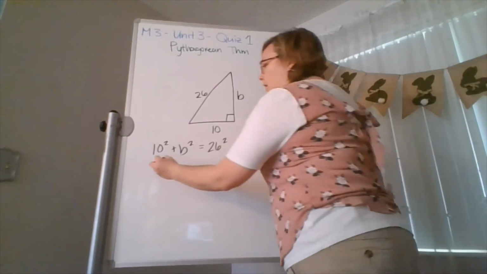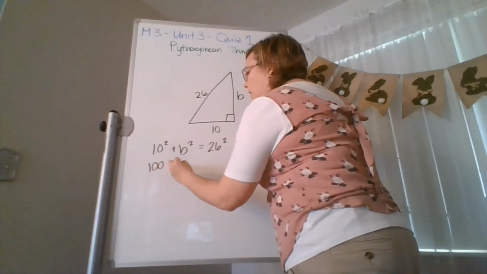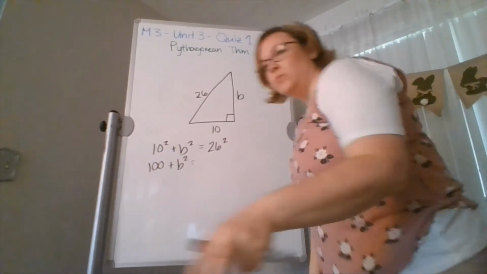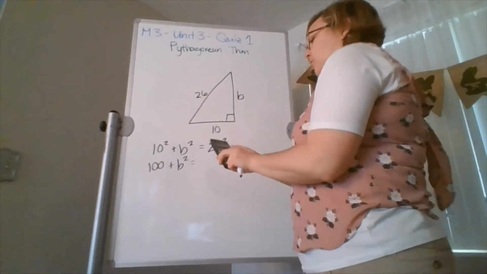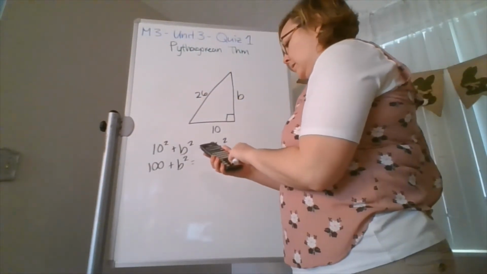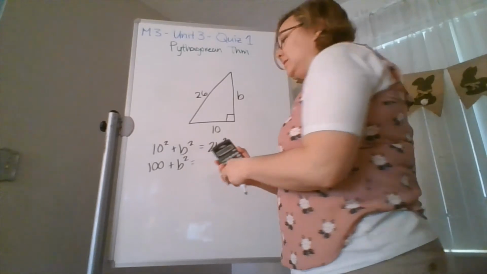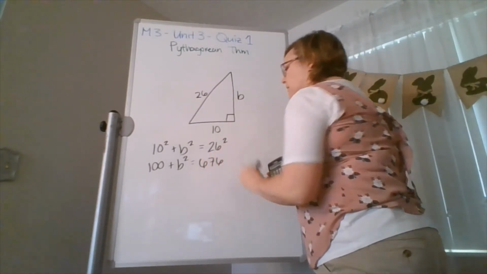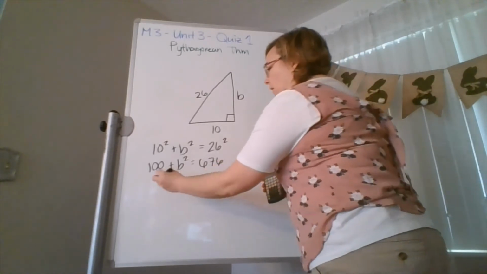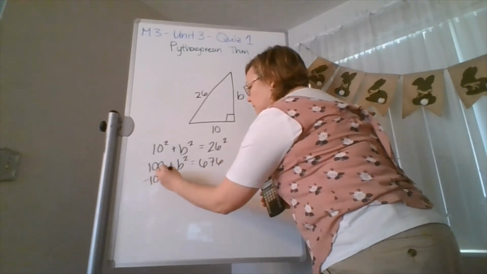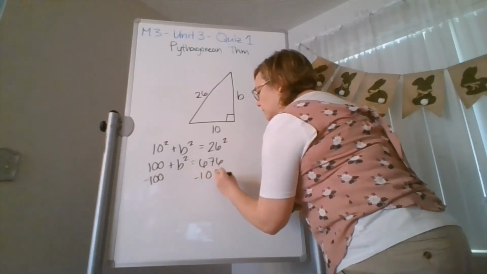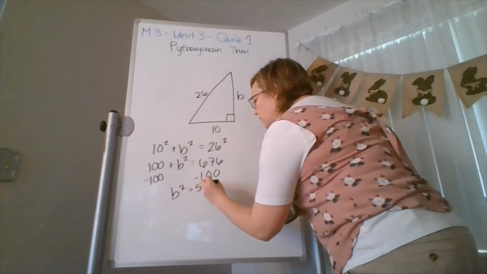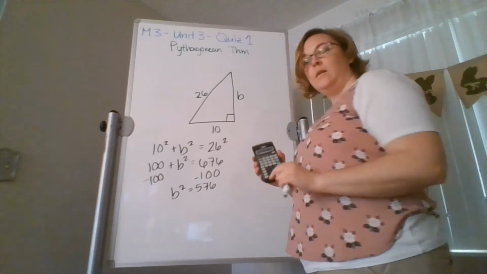So 10 squared is 100. 26 squared, I don't know, so I grabbed my trusty calculator. 26 squared is 676. And now I'm going to solve for b. So b squared equals 576.